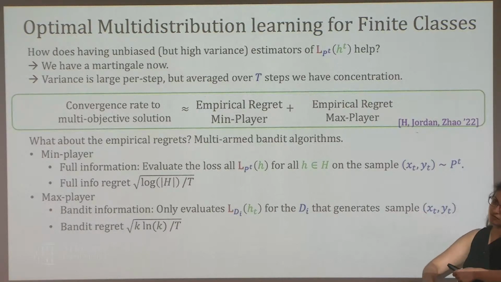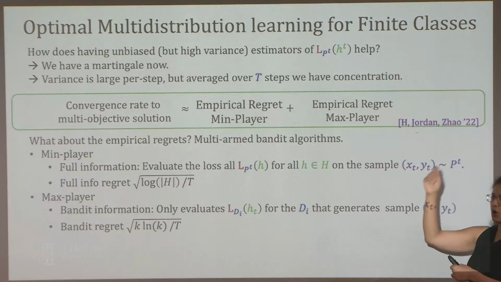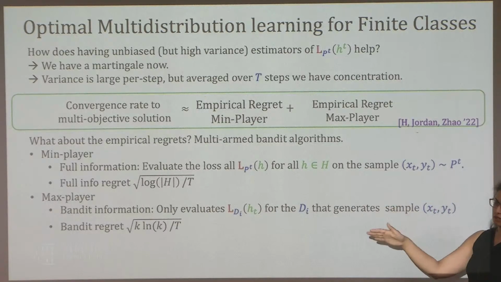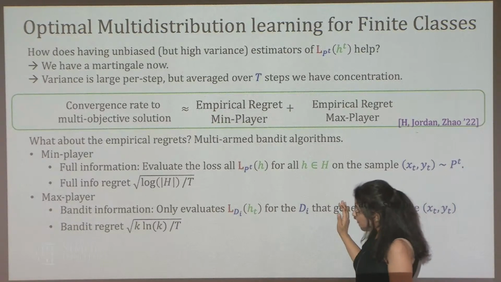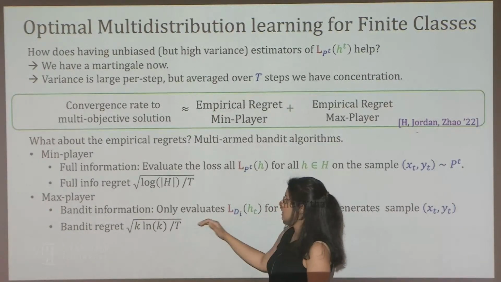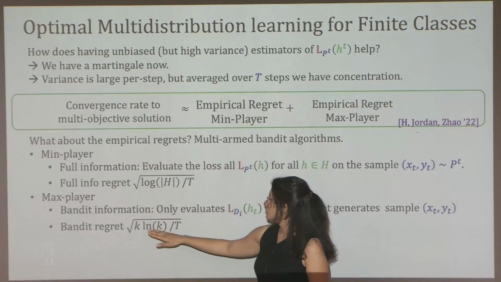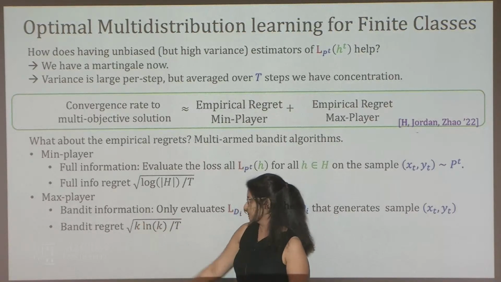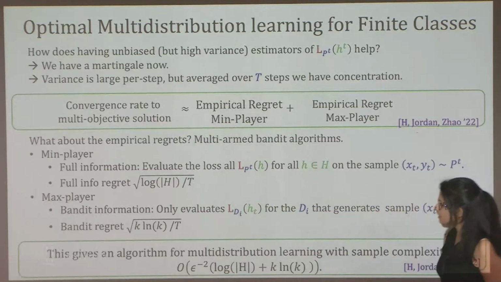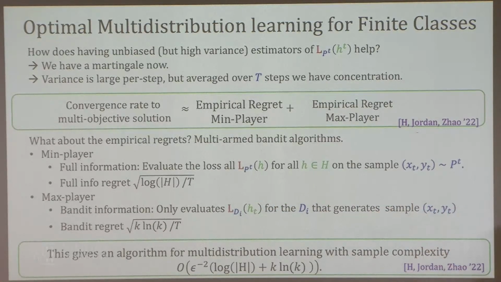So it's as if it took one of the arms and only observed what happened to that arm, but not the other ones. And for the bandit optimization, the regret scales linearly with the number of arms. If you put these together, you get the following bound, that now you have epsilon squared and log of h plus k ln of k. Let's pause for questions. Are there any?